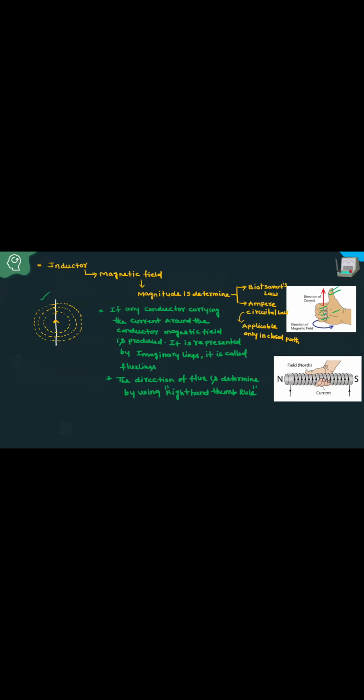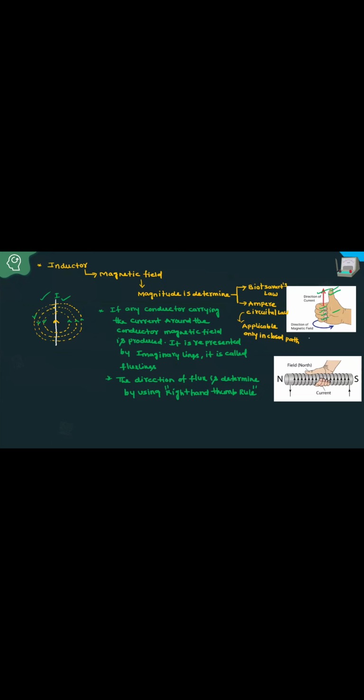Now apply this right hand thumb rule here. The thumb indicates the current direction. The curved fingers indicate the flux direction, the magnetic field direction. Is this clockwise or anti-clockwise? This is anti-clockwise. Take the right hand, then apply the thumb in the direction of the current. Then these curved fingers indicate the magnetic field direction. The flux direction is counterclockwise.